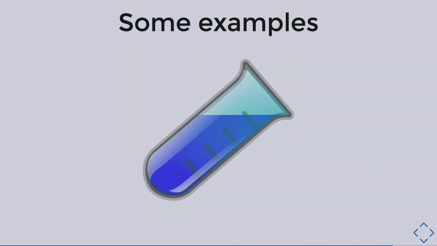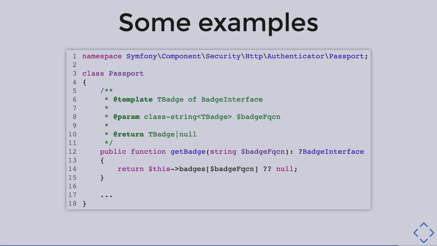So I will only show you some examples. Here, an example from the security bundle. The Passport class contains the authentication related data. And here we have a method getBadge, which takes a fully qualified class name as parameter and returns a BadgeInterface. But regarding the annotation, we know that the return of getBadge will be an implementation of BadgeInterface, and we will have the concrete implementation of it because of the pseudo type class-string here.